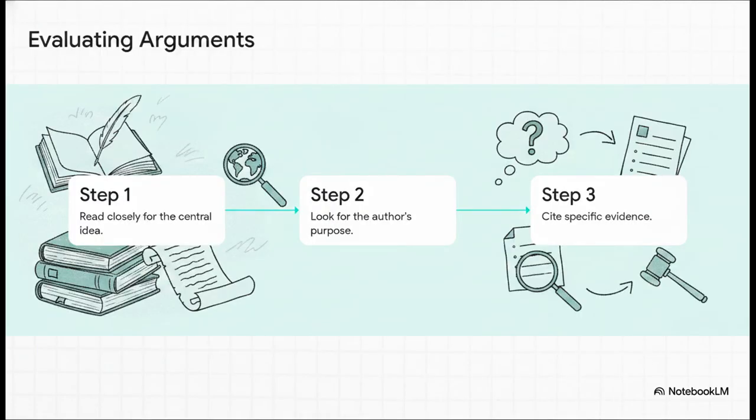To effectively evaluate historical arguments, you're going to follow 3 exact steps, derived straight from your literacy expectations. First up, you read closely to determine the central idea. Like, what is this text actually about? Second, you look for the author's purpose. Why in the world was this written? And who was the intended audience? And finally, step 3, you cite specific evidence to support your conclusions. This right here is the absolute foundation of evidence-based reasoning in social studies.